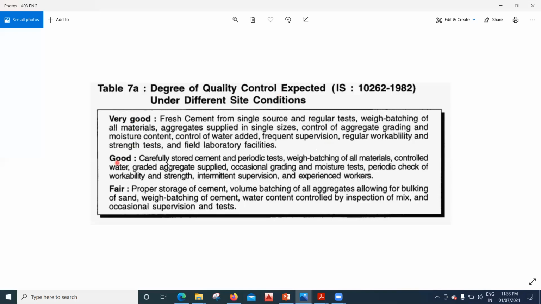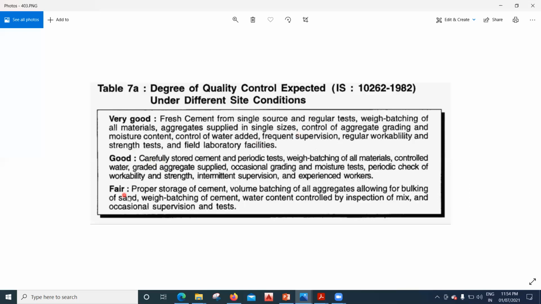But when it comes to good: carefully stored cement and periodic test. Here it was regular test; now periodically you are going to test your cement. Weigh batching for all materials, controlled water, graded aggregate supplied, occasional grading and moisture test, periodic check of workability and strength. Again, it is a periodic check. Next is intermediate supervision and experienced worker. Intermediate supervision means you will not involve the third party. The normal contractor and the client may check. So here it is like a good option.